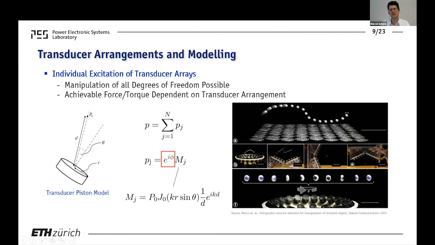And the pressure distribution that you obtain above these bowl-shaped transducer arrays is the sum of the individual pressures contributed by the individual transducers. The part that we can influence for every transducer individually is, on the one hand, the phase, which means when the acoustic wave arrives at the position where I want to levitate a particle, as well as the acoustic power. And this gives us a lot of opportunities to precisely shape the acoustic field above these transducer arrays in the way that we desire.